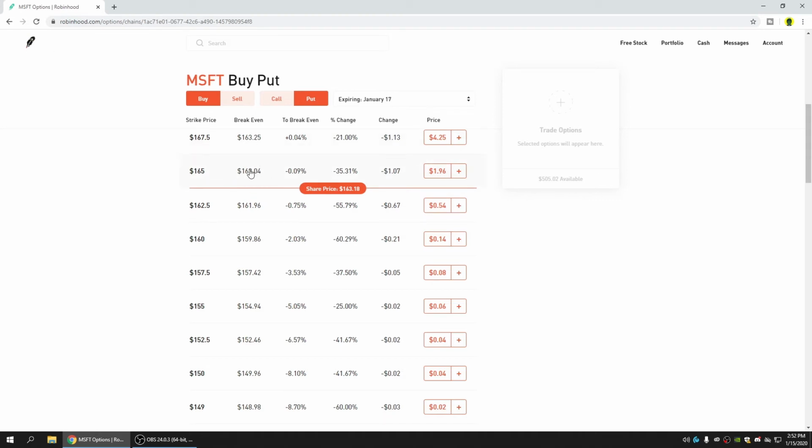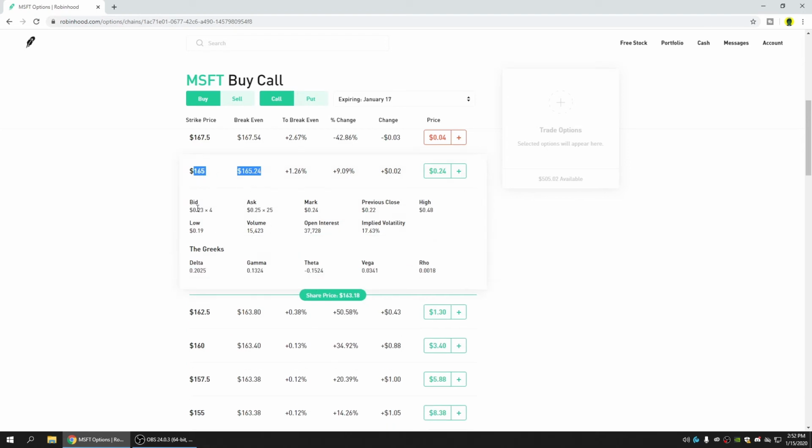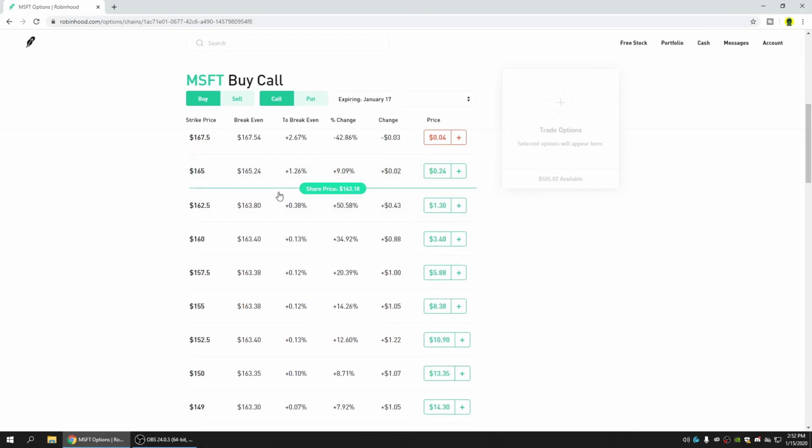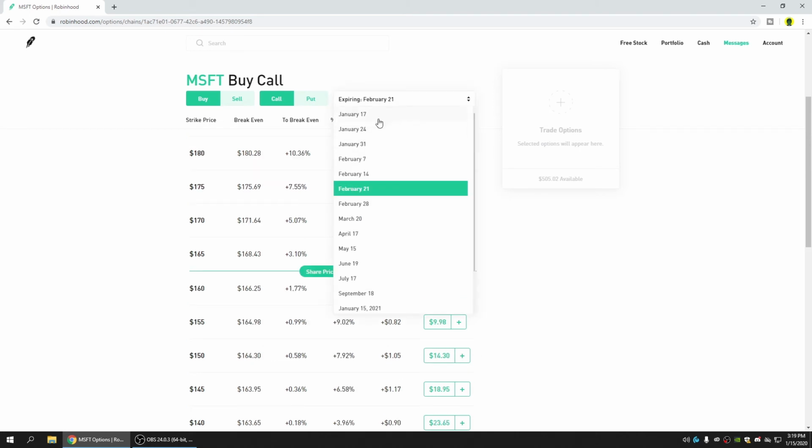Now, if your contract ends out of the money, say we had this 165 call and it didn't ever go above 165 or our break even at all, we would actually lose all of our risk and we'd make no money. We would not be able to exercise this contract because we're not going to want to buy 100 shares of Microsoft at $165 when the shares are trading at $164. And this is universal on all the expiration dates.